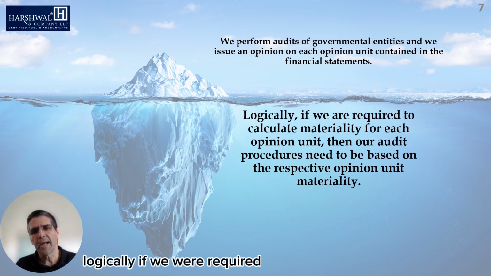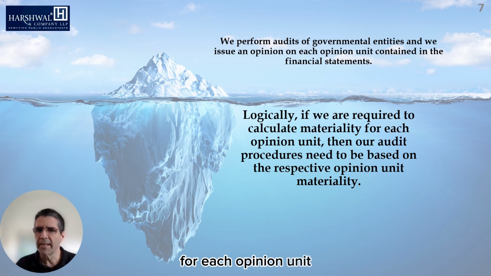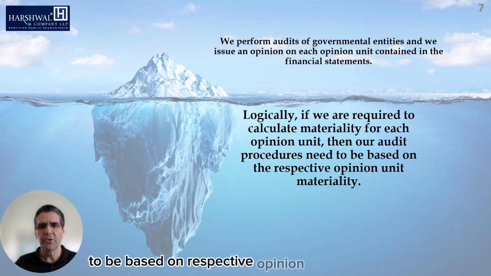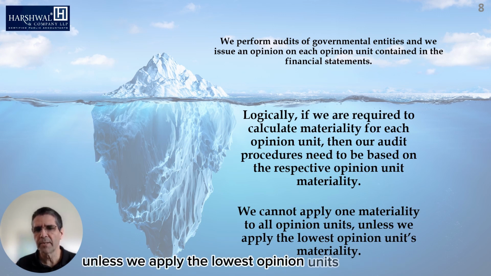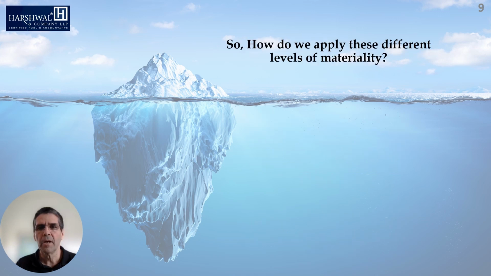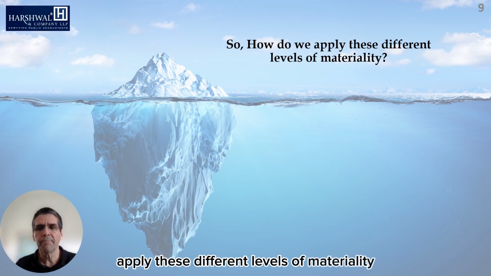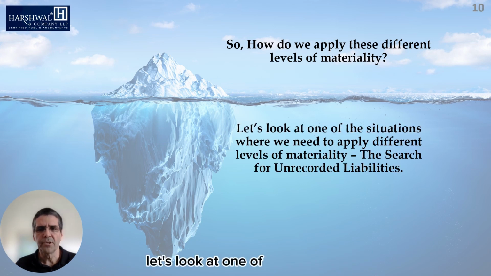Logically, if we were required to calculate materiality for each opinion unit, then our audit procedures need to be based on the respective opinion unit materiality. We cannot apply one materiality to all opinion units unless we apply the lowest opinion unit's materiality. So how do we apply these different levels of materiality? Let's look at one of the situations, emphasis on one of the situations, where we need to apply different levels of materiality: the search for unrecorded liabilities.